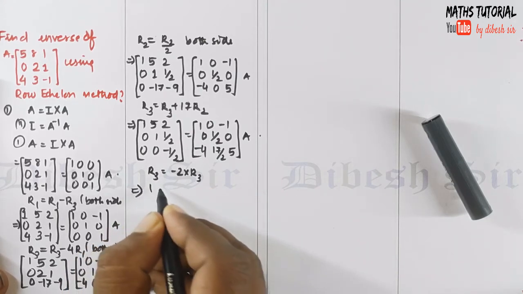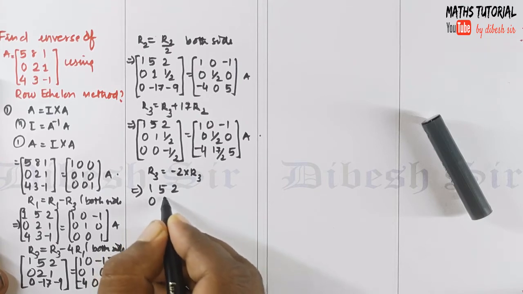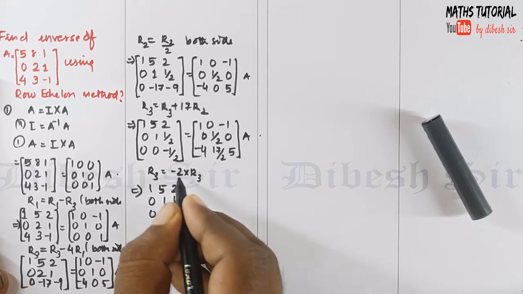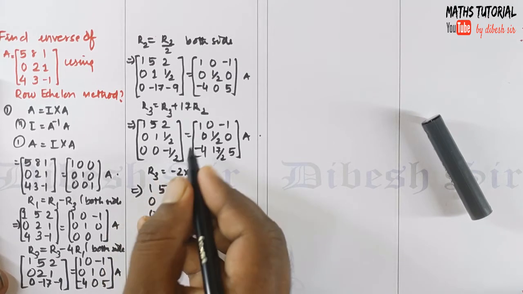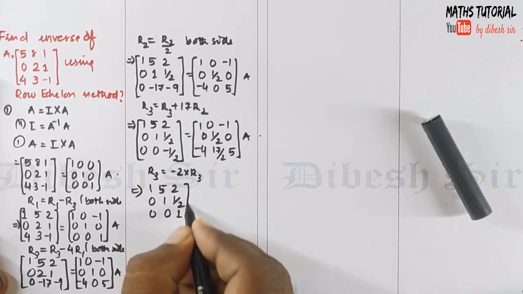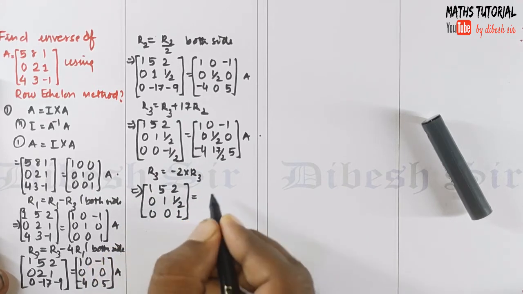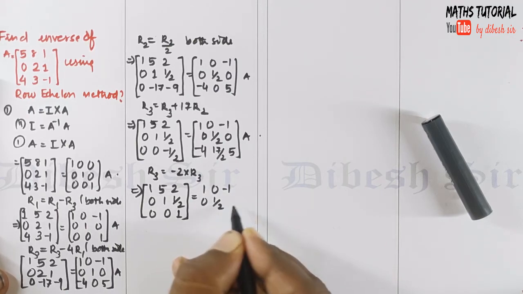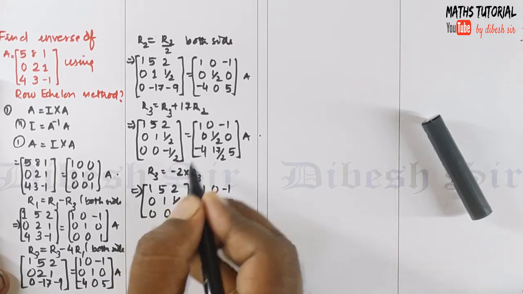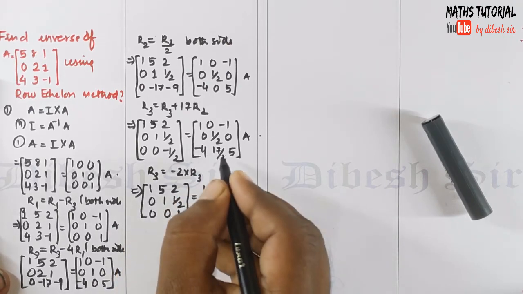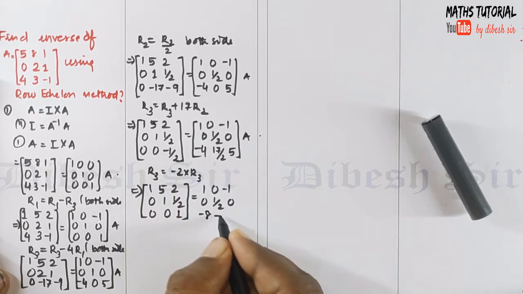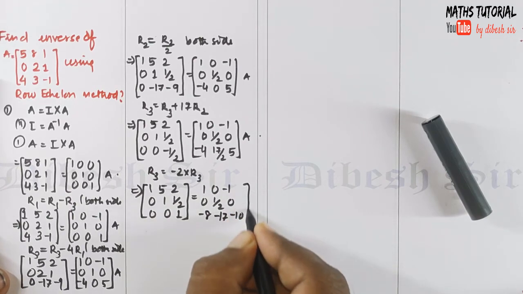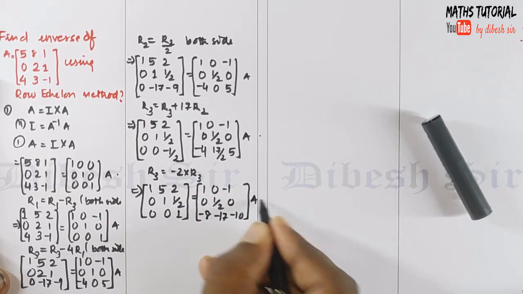So this becomes 1, 5, 2, 0, 1, half, 0, 0, 1. Minus 2 into minus half, that is the 2s cancel out, minus minus plus 1. It is equal to 1, 0, minus 1, 0, half, 0, minus 2 into minus 4, that is minus 8, minus 2, the 2s cancel out, minus 17, minus 2 into 5, minus 10, A.